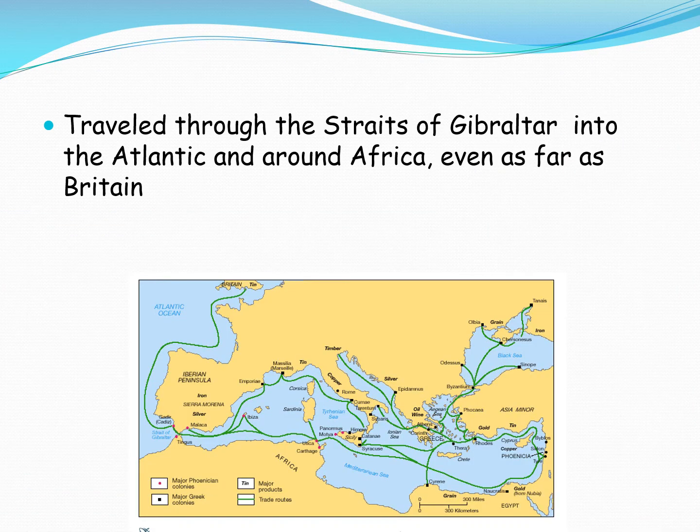So the Phoenicians traveled through the Straits of Gibraltar, right over here, into the Atlantic Ocean. They went around Africa, but they also went north to Britain, where they wanted tin. Why would they want tin? Why is tin important? If you mix tin and copper, you get bronze, which is going to be a worthwhile metal to have, even as we're starting to use iron.